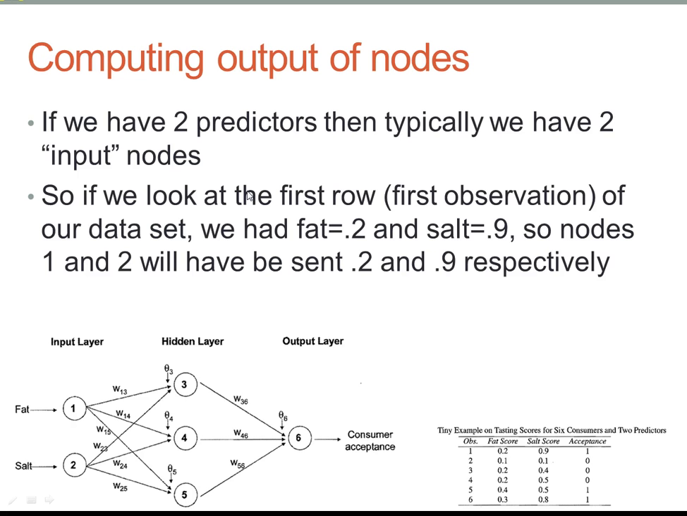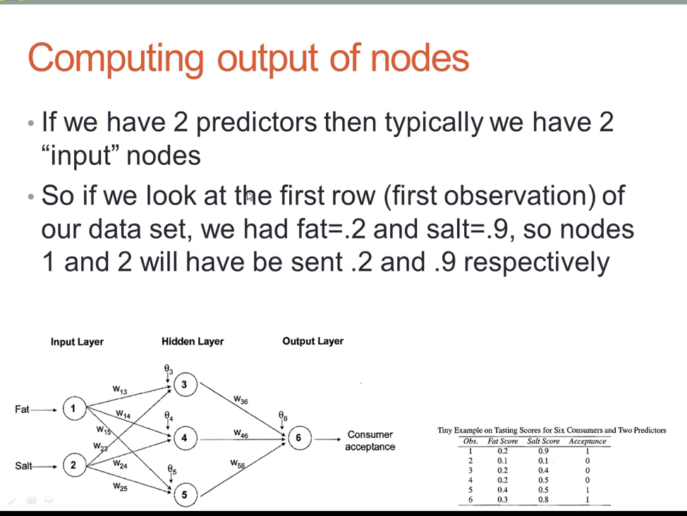Let me write that down. 0.2 times W13. And then what was the other calculation we're going to do? 0.9 times W23. Right? W23. And what we do is we add those up. So in other words, I take this value times this weight plus this value times this weight, and that's what goes here. Is this clear or not?